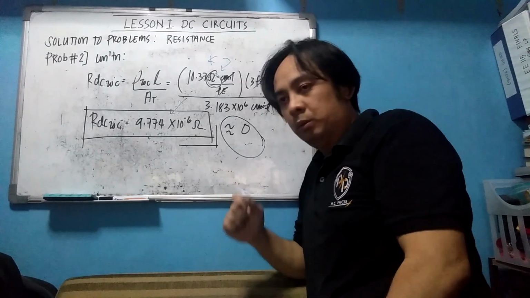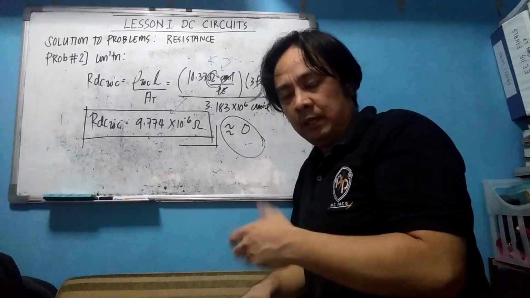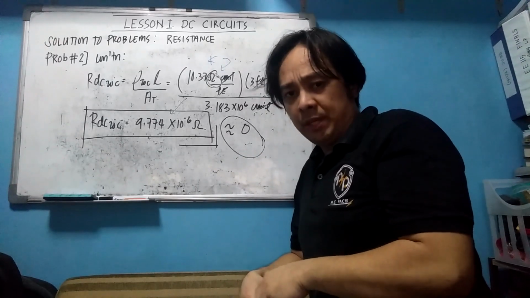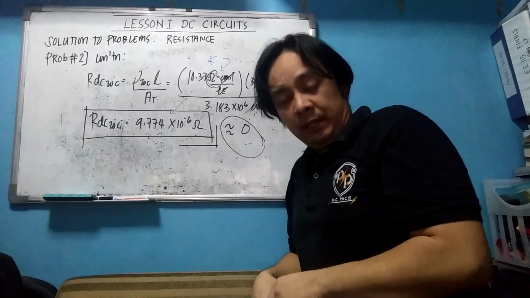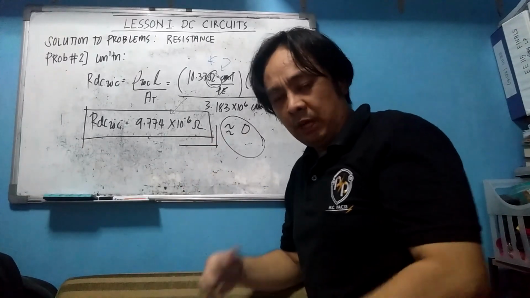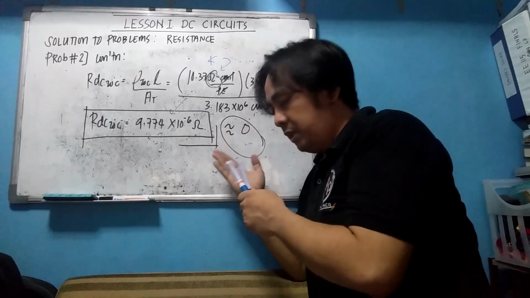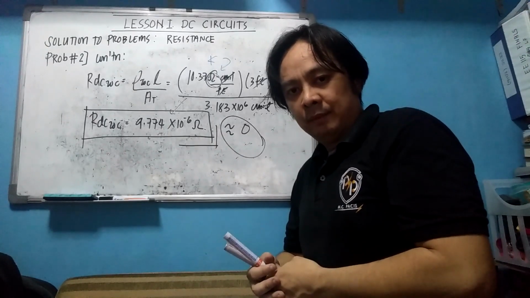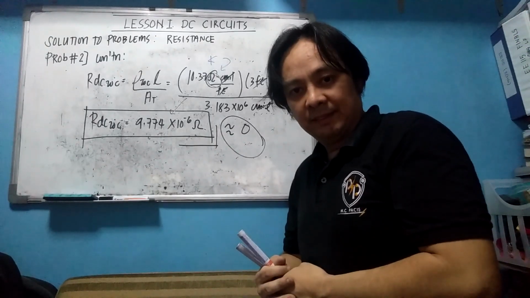So you do not need to have those losses, because it will greatly affect the performance of the system. So it's very reasonable that our resistance here is approximately 0 to prevent larger losses. We will go to problem number 2.